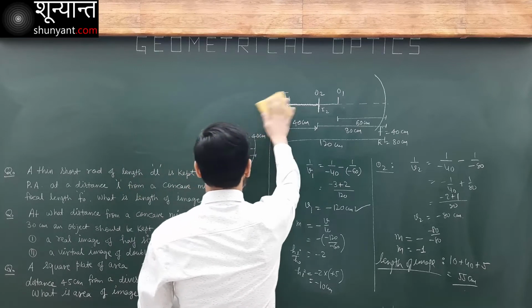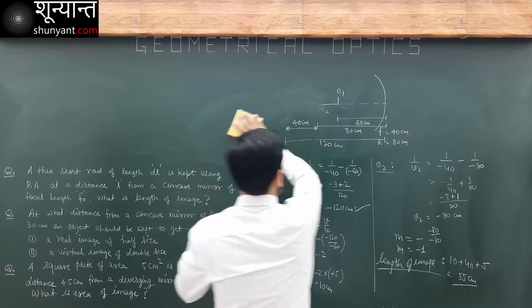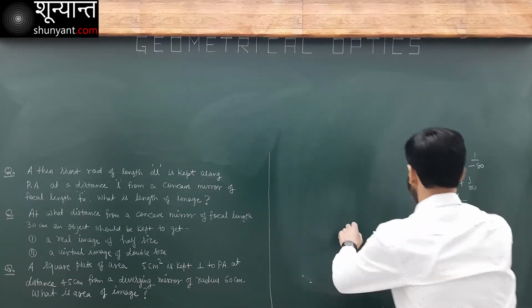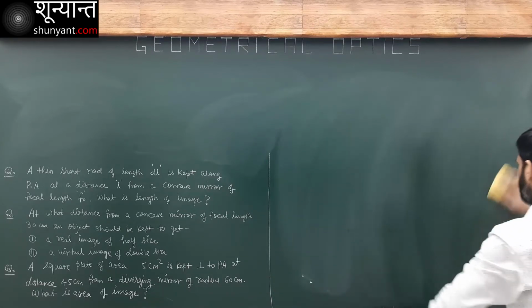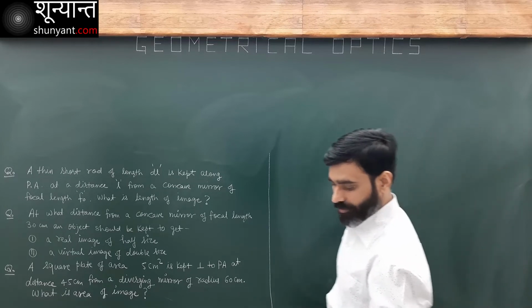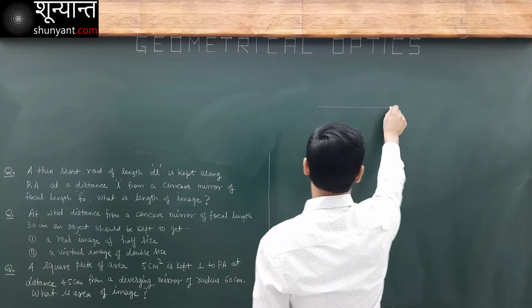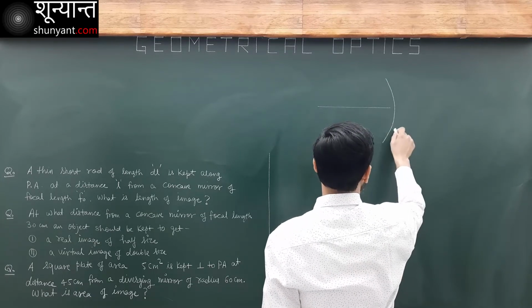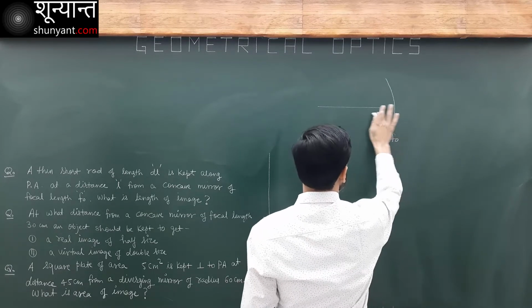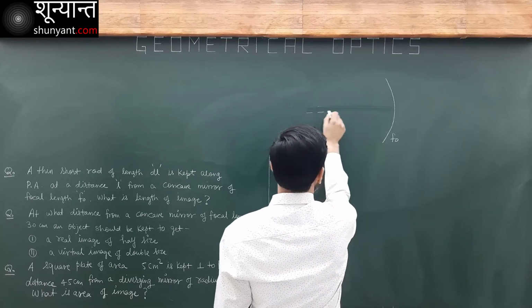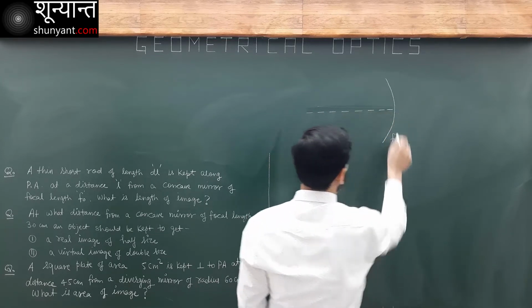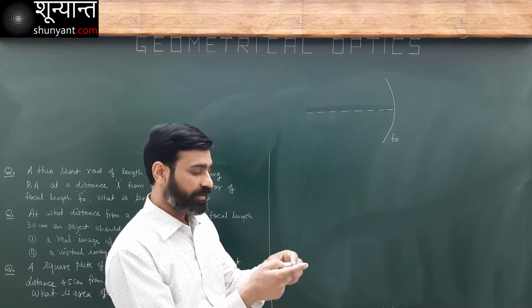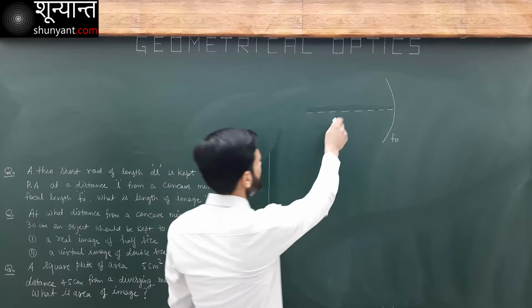Next one is a very special problem, a general problem. Okay, a general problem, but a very special one. I know how to find this. If I have this mirror, its focal length is f0. An object is kept along its principal axis. Let's say that this is my short object.